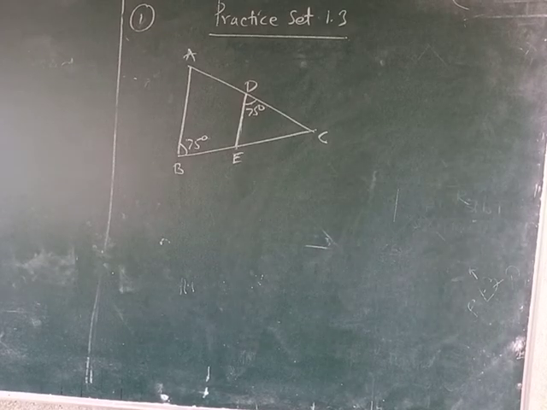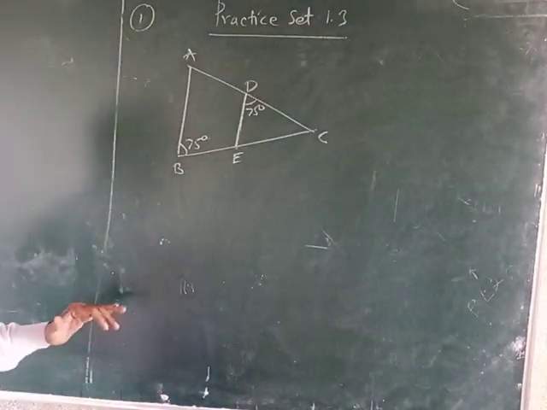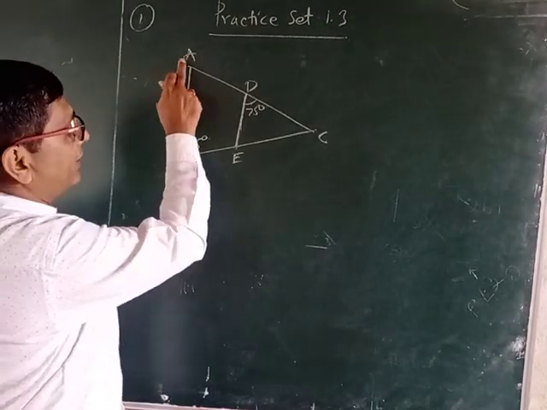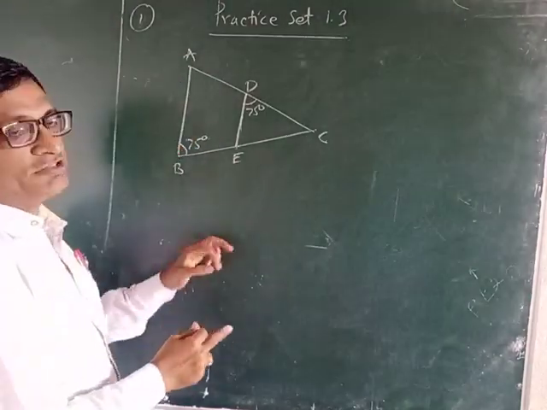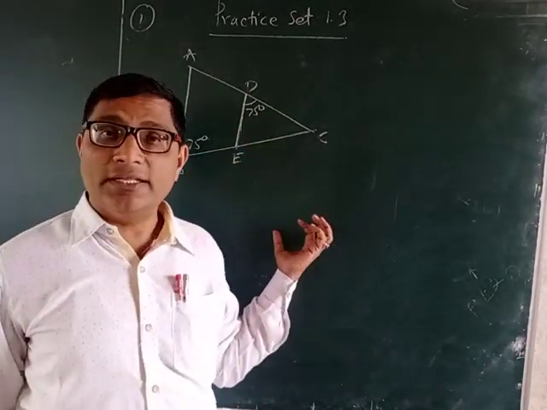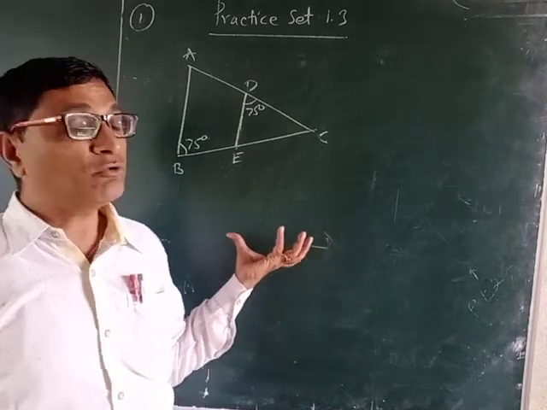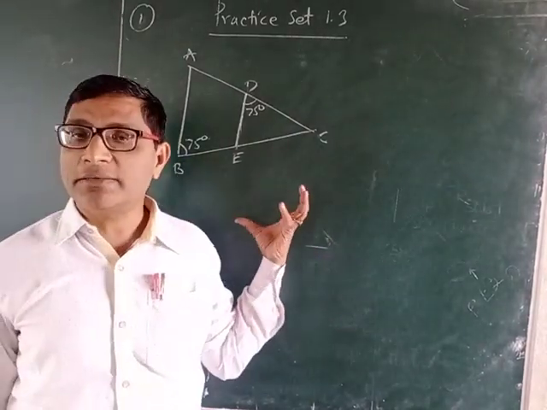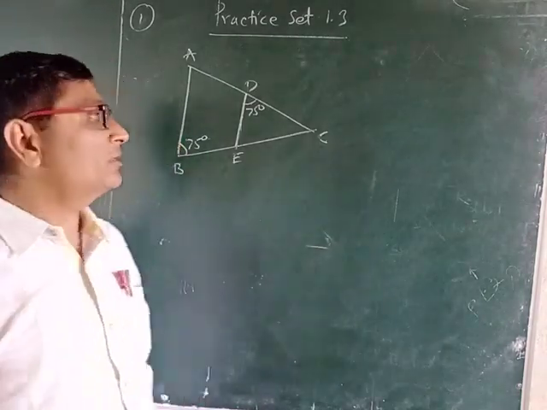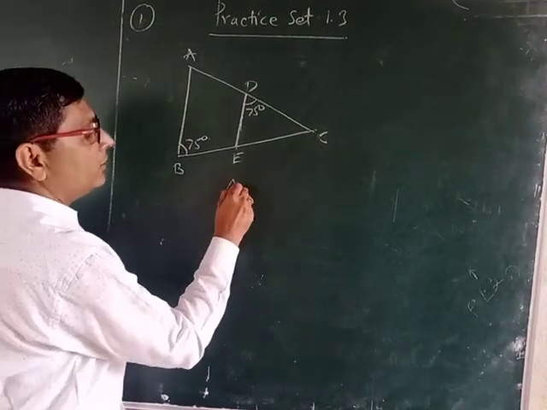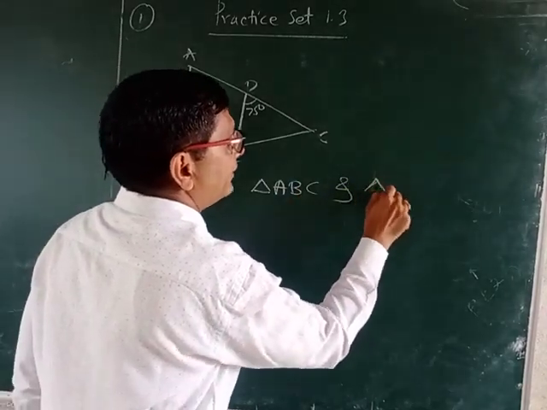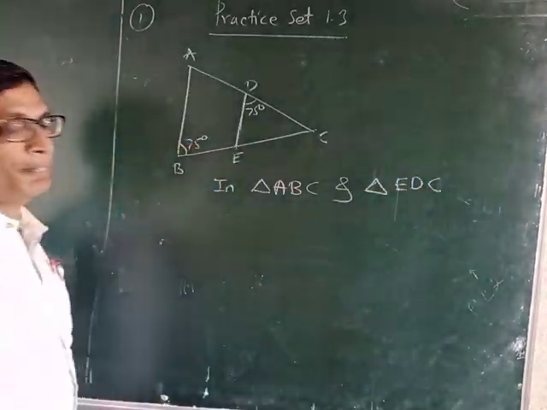Now look at the first example from practice set 1.3. Here in this figure there are two triangles. One is triangle ABC and another is triangle EDC. We have to find whether these two triangles are similar or not, and if they are similar, then by which test they are similar. See, I am writing like this. In triangle ABC and triangle EDC, we have to compare.